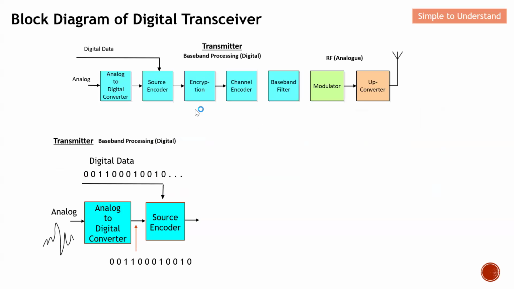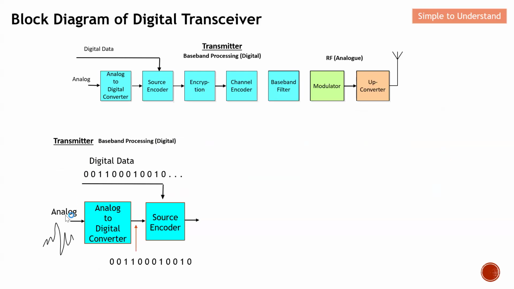Let me kickstart. As I mentioned earlier, in this video I will discuss what is ADC, analog to digital converter, source encoder, encryption, channel encoder, and last but not least, baseband filter. So basically this will be my discussion.